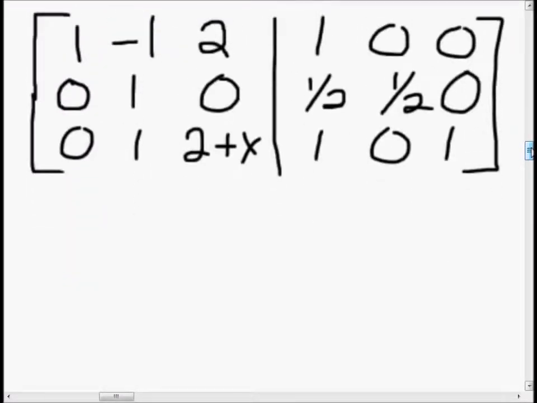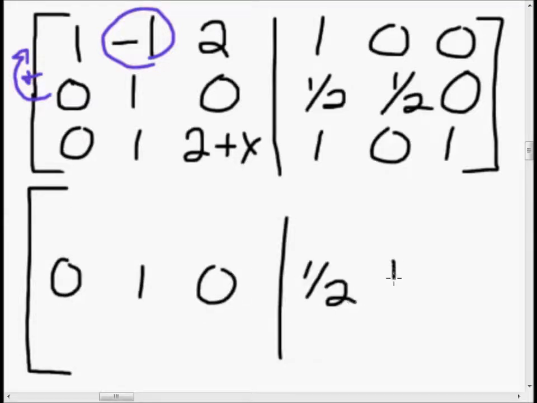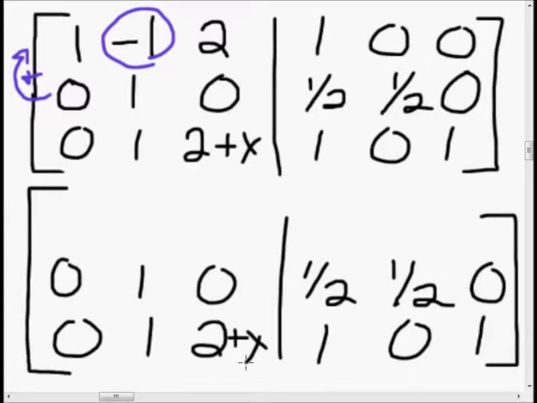So now that I've gotten rid of the x up there, what do I want to do? Well, again, I'm trying to get rid of these things that I'm adding back, and I want to turn this into a 0. So if I add this to this, then I get rid of that. So let's go ahead and do that. Let's write down the rows that aren't going to change: 0, 1, 0, 1/2, 1/2, 0, 1, 0, 1, and 0, 1, 2 plus x.